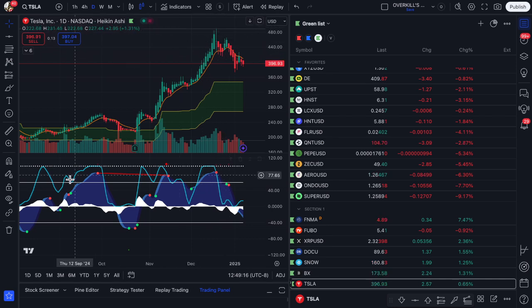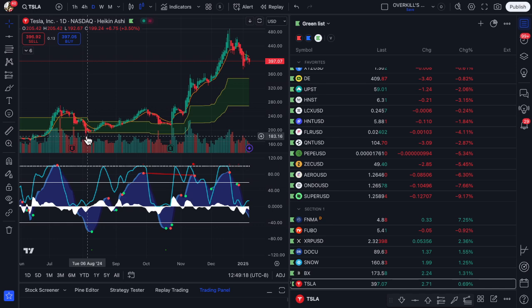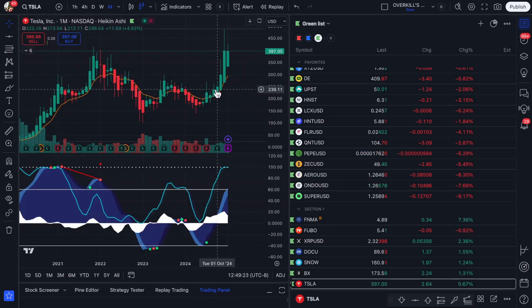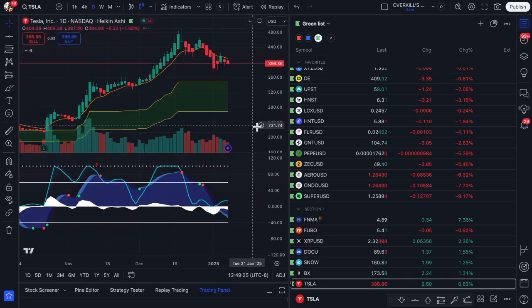if you guys held all the way to there, right? That was 150 to 200% move off of that signal, okay? Off of this signal right here on the monthly. So again, monthly chart first, then daily chart. That's what we're looking for.